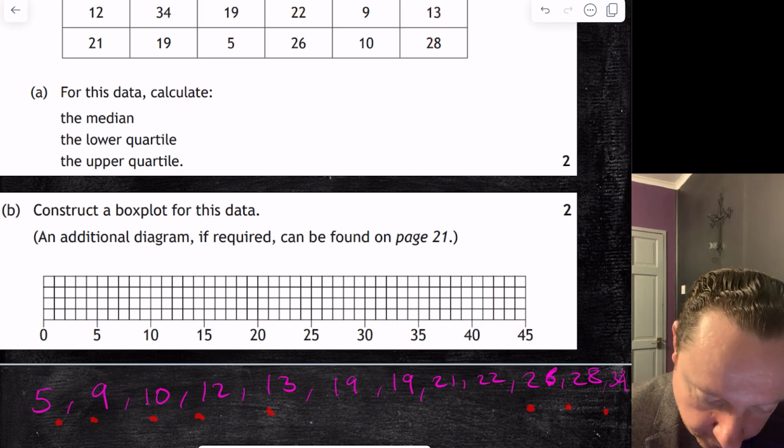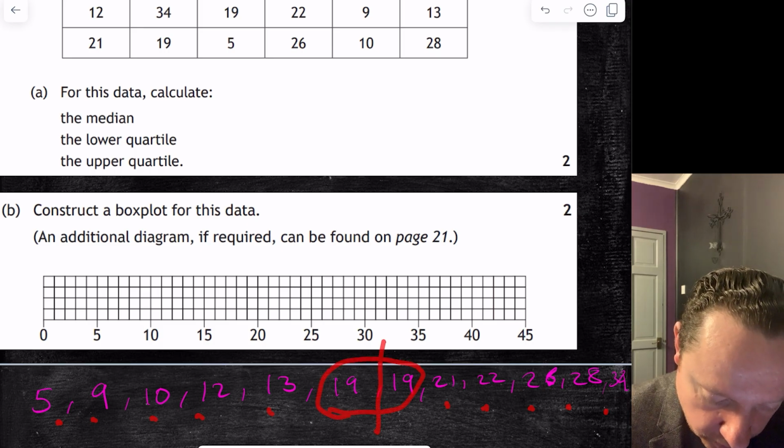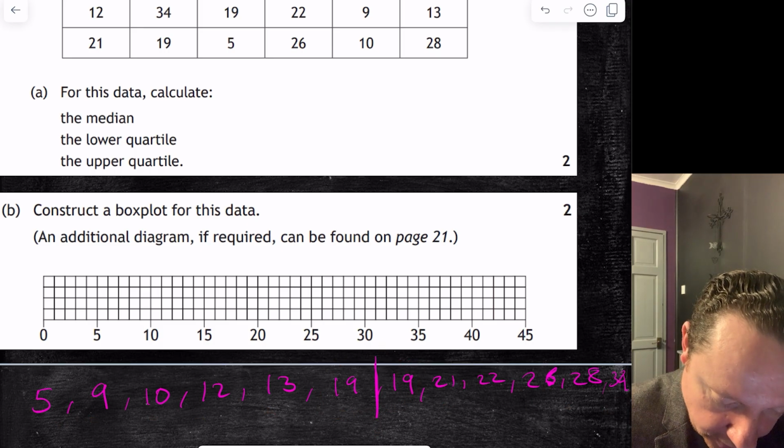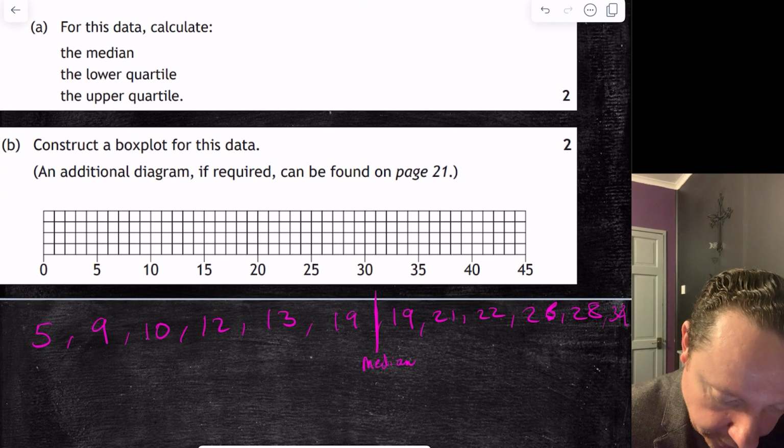So 1, 2, 3, 4, 5, 1, 2, 3, 4, 5. You can see there's 2 in the middle. So it's in between those two, 19 and 19. So it is 19. That's where my median actually is. Median, we can write 19.